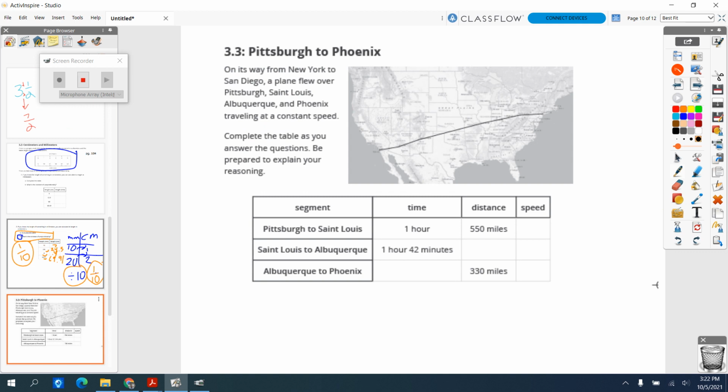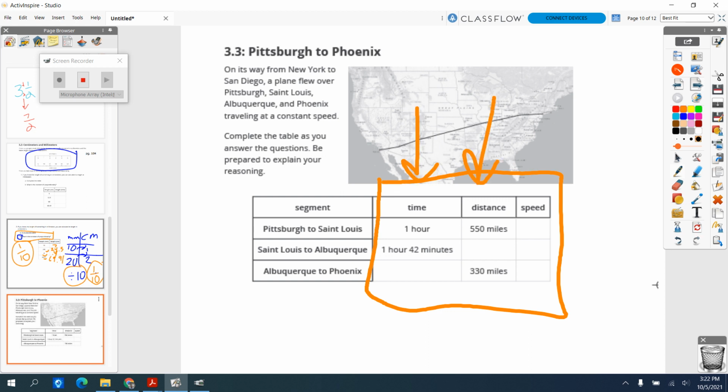Last one. Can you guys try? Actually, before you do this, let me explain. It's totally allowed to have a 3 column table, like a time, distance, and then you could have a third column for speed. But speed, just so you guys know, is always the distance divided by the time. So once you get the first 2 columns, you can always find out the speed. So if you go 550 miles in 1 hour, the speed is 550 miles per hour because you're only going 1 hour. Okay. So next, you want to be able to fill out this table.